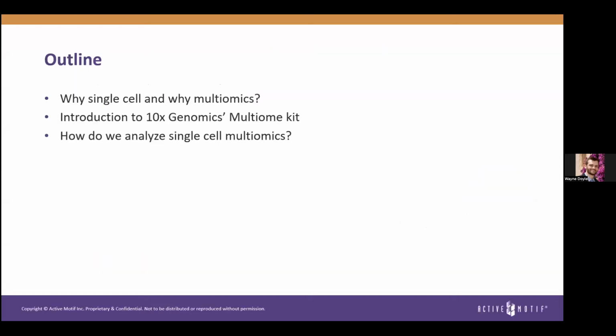Over this talk, we're going to touch upon a couple of different things. First, what are the benefits of actually doing single-cell assays as opposed to our traditional bulk methods, and why do we want to do multiomics? And then I'm going to briefly go over the 10x Genomics Multiome Kit, how the wet lab procedure works, and then go in detail about how we actually analyze single-cell multiomics data.